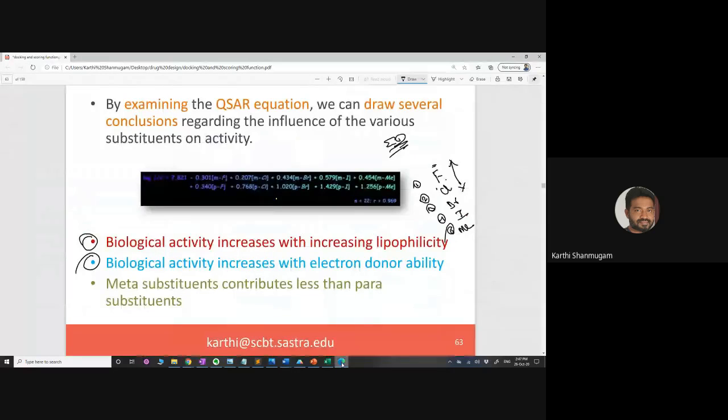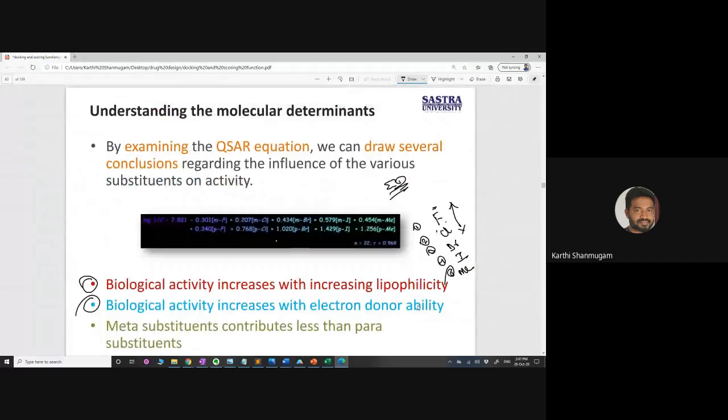So if you look at this, CH3 group is the most electron donating group, and the contribution of the electron donating group, the coefficient here, this 0.301, this 0.207, 0.434, 0.579, 0.454, and so on, right? So these are the values which are called regression coefficients, just like the correlation coefficient. According to Free Wilson, the regression coefficient defines the contribution of that specific functional group to the overall biological activity.